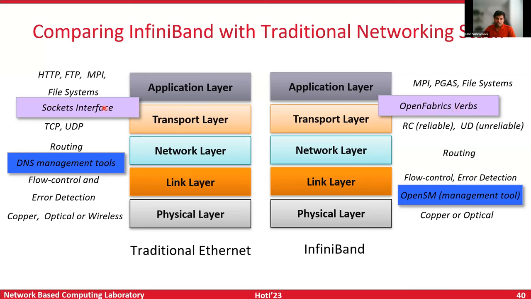Now, if you look at the sockets interface for traditional Ethernet, there is a context switch that happens from user space to kernel space. With OpenFabrics Verbs, the context switch does not exist. Once you go through the kernel initially to set up the various resources, register the memory, and so forth, during your critical communication phases you bypass the kernel and go directly to the hardware. That is made possible through the newer OpenFabrics Verbs interface.